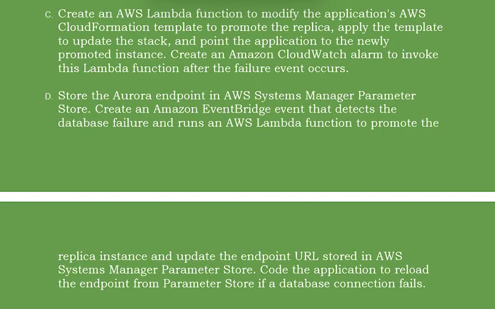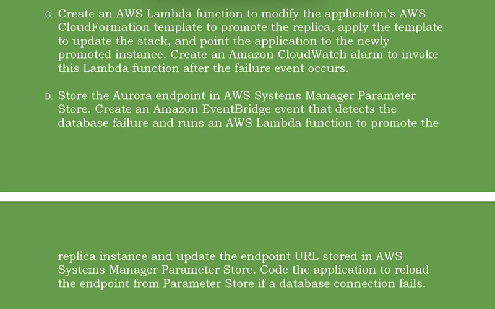Option C: create an AWS Lambda function to modify the application's AWS CloudFormation template to promote the replica. Apply the template to update the stack and point the application to the newly promoted instance. Create an Amazon CloudWatch alarm to invoke this Lambda function after the failure event occurs.